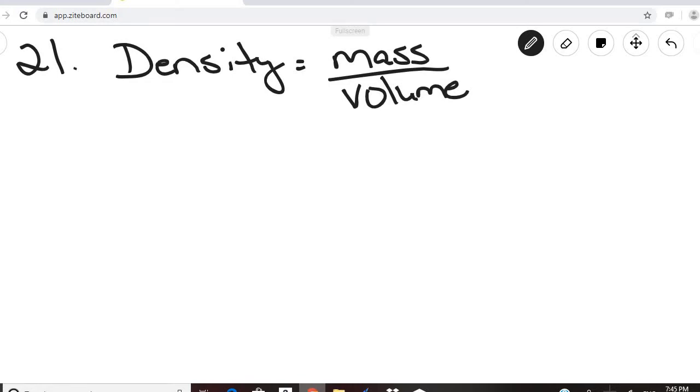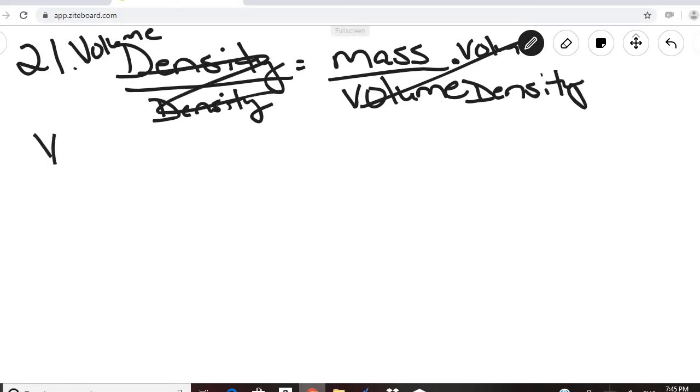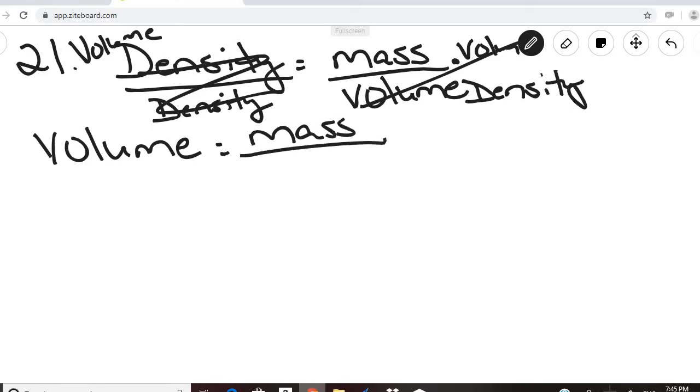Okay, so to rearrange this equation, we're going to multiply both sides times volume. So that'll cancel that out there, and we'll have volume over here. And then we need to get rid of density on that side, so we'll divide both sides by density. So that gets rid of the density on that side. So then we have that volume is equal to mass divided by density.